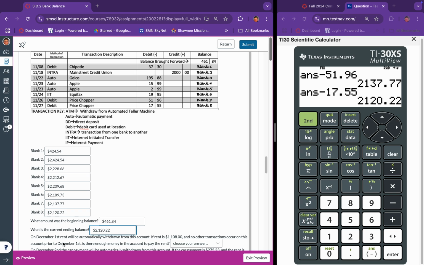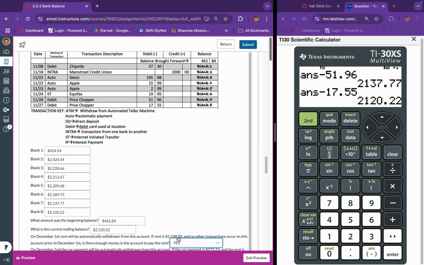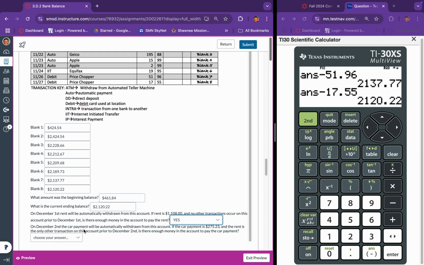Okay. On December 1st, rent will be automatically withdrawn from this account. If the rent is $1,108 and no other transactions occur on this account prior to December 1st, is there enough money in the account to pay? So in other words, if you have a balance of $2,120 in your account and your rent automatically pulls $1,108, will you have enough money? Yes, you will.